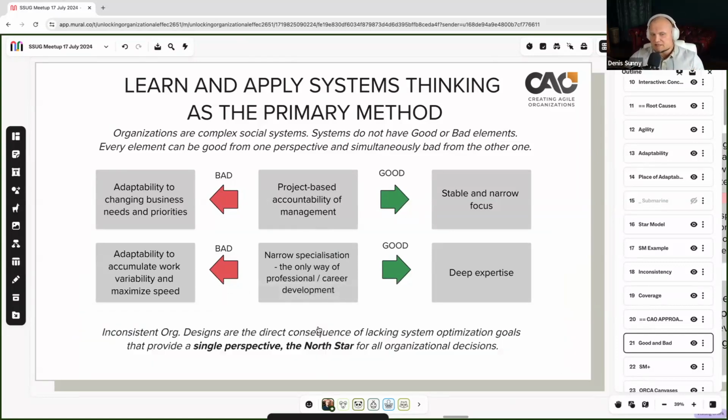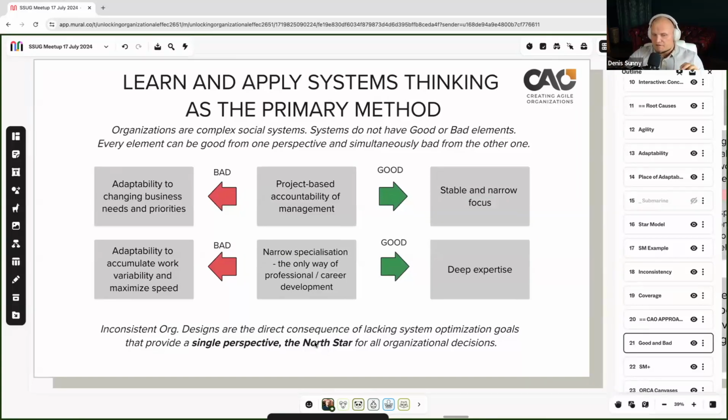What I'm trying to say is that inconsistent organizational designs are the direct consequence of lacking system optimization goals. Yes, of course, the field of knowledge about organizational design is well established right now, but unfortunately quite few schools really educate about organizations as systems. And every system has its optimization goal, or purpose, if you want. So we build everything in this approach of creating agile organizations based on the optimization goals for our organizations. That provides a single perspective, the North Star for all organizational decisions.